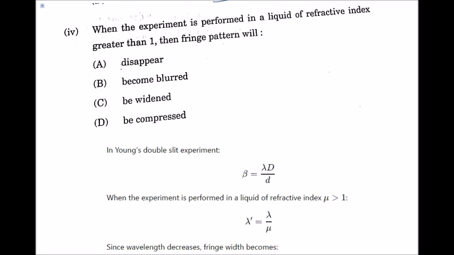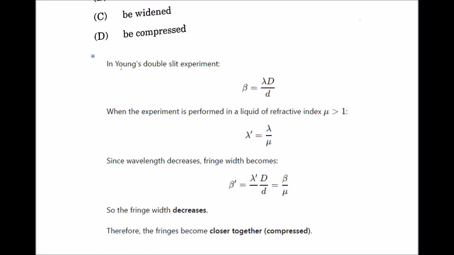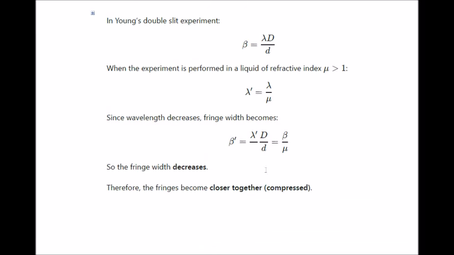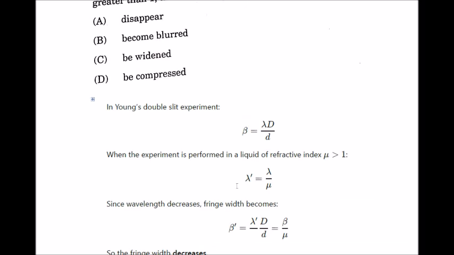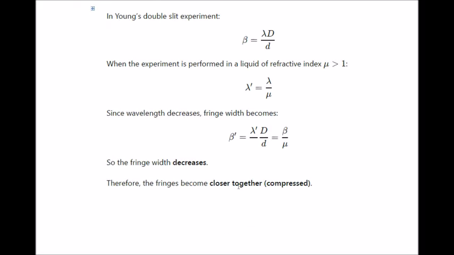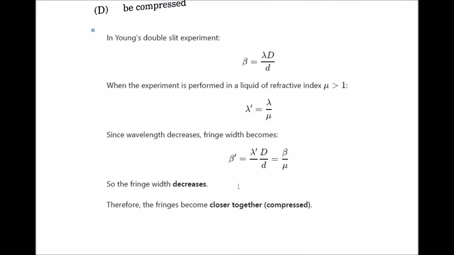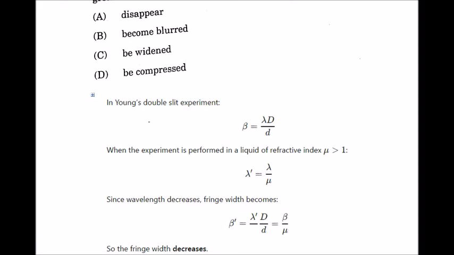And the fourth one, the fringe width is decreased, therefore the fringes become closer together. And the option is D.